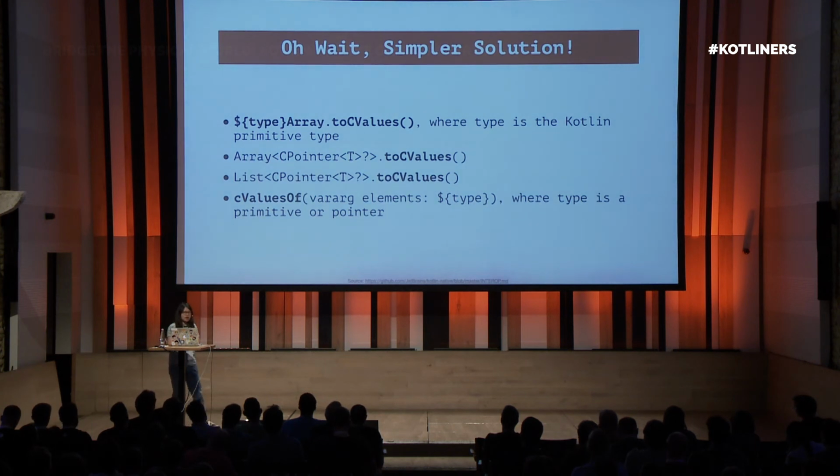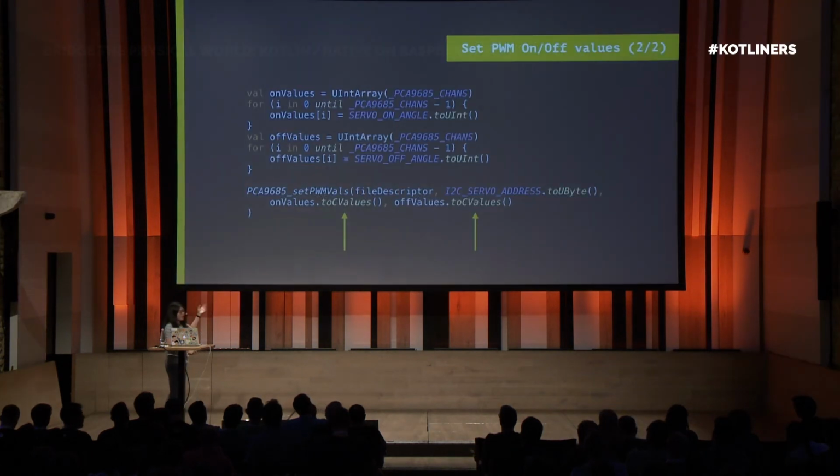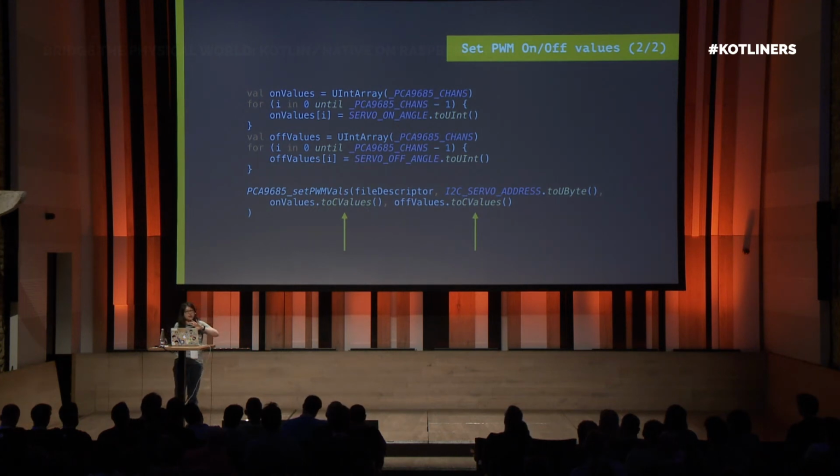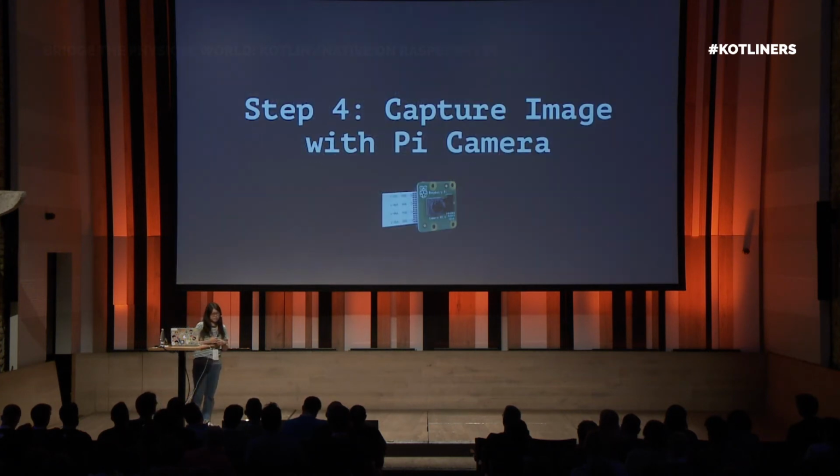Then, oh wait, there's actually a simpler solution, because it's just lower down in the documentation on GitHub. It looks really obscure, but when I translate it into Kotlin code, as you can see, I can basically use Kotlin primitive types here. So I have a UInt array, and before passing it to a method, which is a C method, I just have to call the method toCValues. This translates my int array automatically into something that the C library can recognize and use. At this point, my servo motors started to work. I was really, really happy. I was saying, okay, now I have basically all the necessary parts to make the robot.